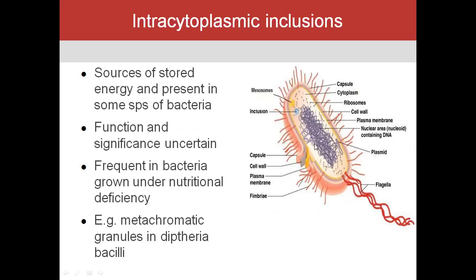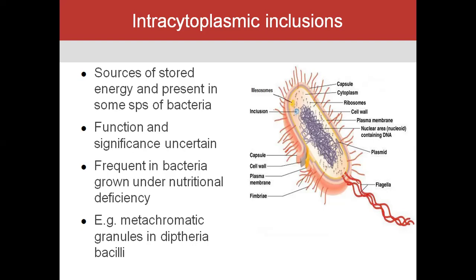Next, intracytoplasmic inclusions. In the picture, you can see these intracytoplasmic inclusions. They are sources of stored energy, and they are present only in some species of bacteria. We don't know the exact function of intracytoplasmic inclusions. They are frequent in bacteria grown under nutritional deficiency. Example, metachromatic granules in diphtheria bacilli. They are present as polymetaphosphate, lipid, polysaccharide, and granules of sulfur.